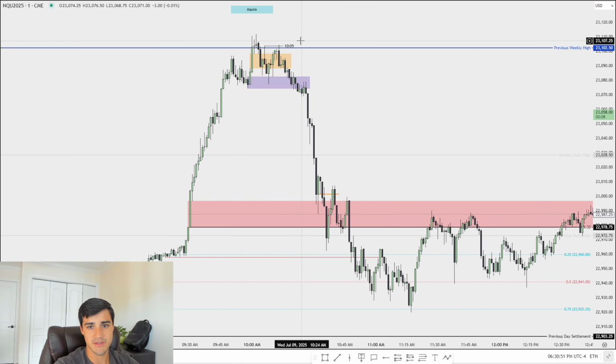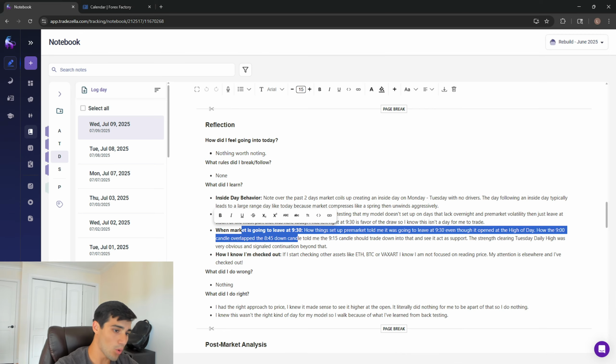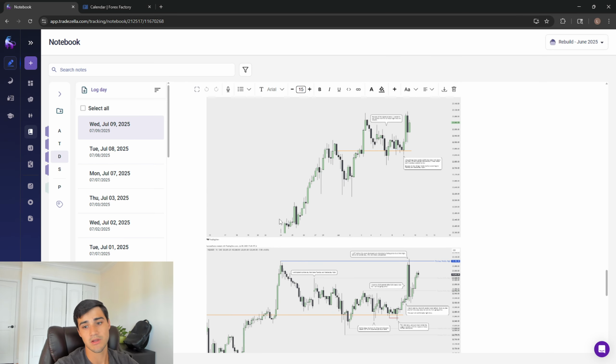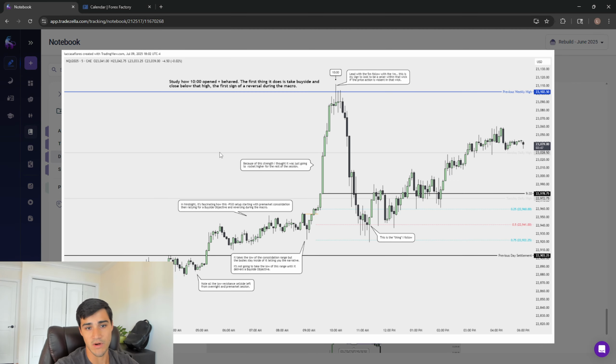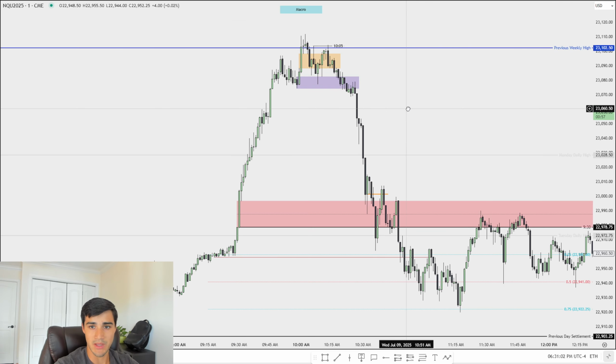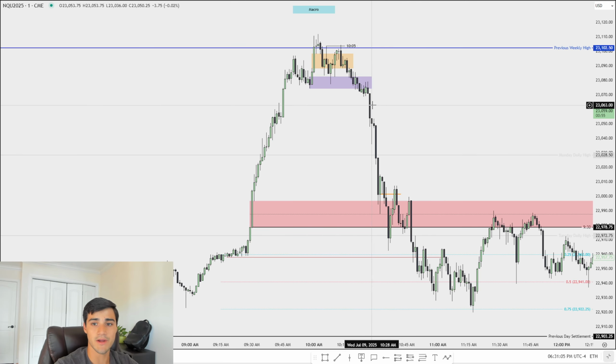So here are my annotations post-market, because you should always go back at the end of the day and study what you missed, how price delivered, why it delivered that way, right? So this is my bearish premium gap opening setup that I checked out of way too early, so I didn't get to see it play out. My entry model is here.